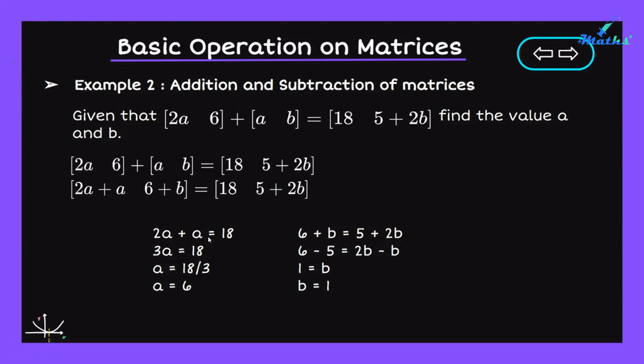2A plus A equals 18. So 2A plus A equals 3A is equals to 18. We let the 3 do the opposite, which is A equals to 18 divided by 3. So A is 6. Then another one is 6 plus B equals to 5 plus 2B. 6 minus 5 equals to 2B minus B. 1 is equals to B. So I just switch the place to be nicer. B is equals to 1, A is equals to 6.